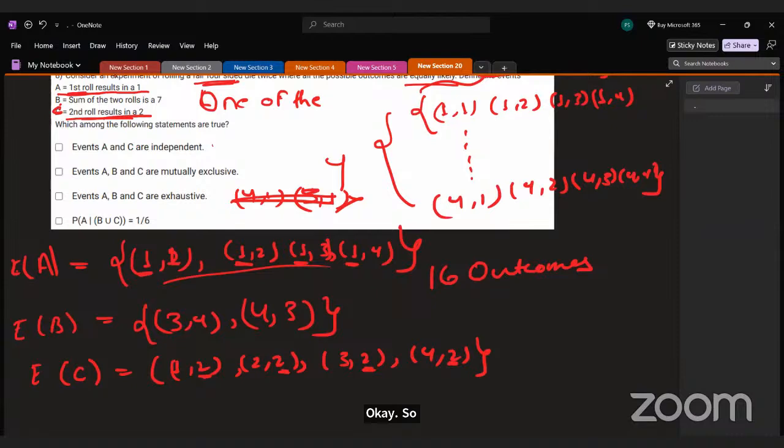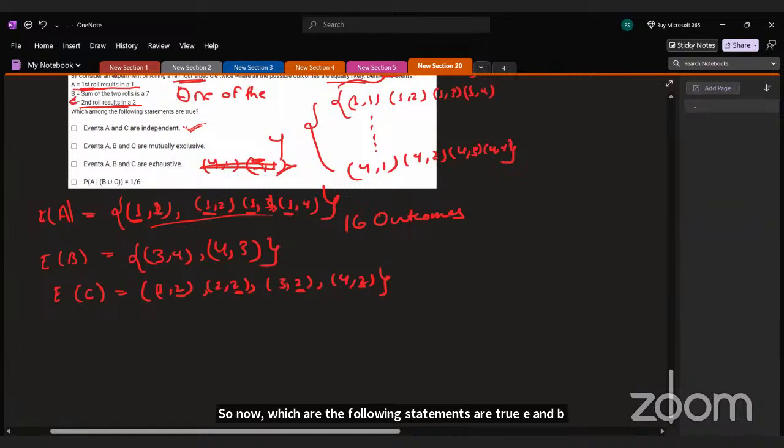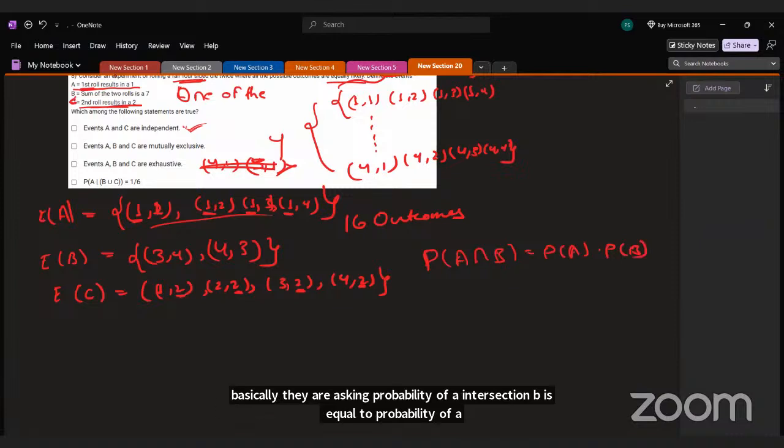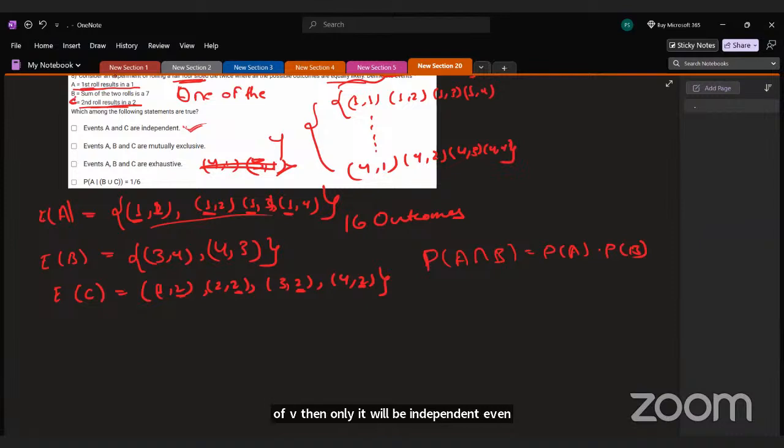A and B are independent events. Let's check now. What they are basically asking is that probability of A intersection B should be equal to probability of A into probability of B. Then only it will be an independent event. So what we got in A intersection B, there is no intersection. There's nothing in common in these two sets.